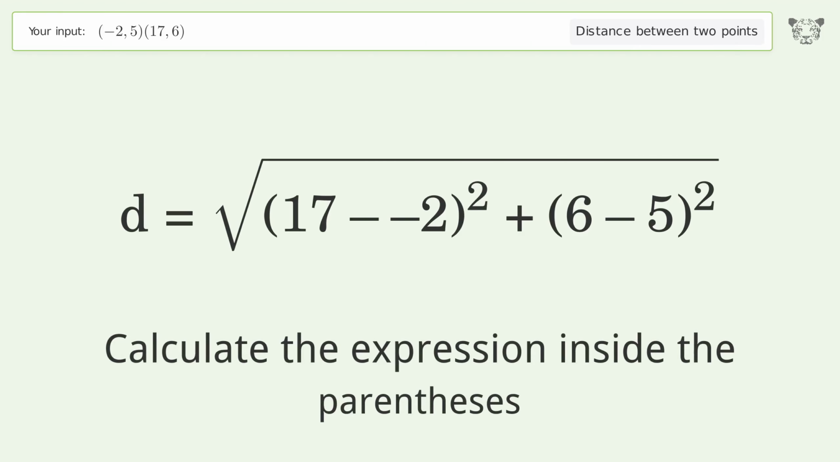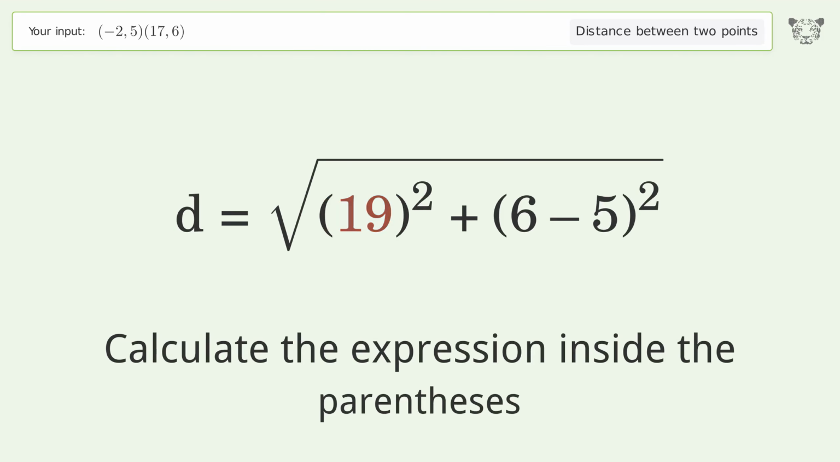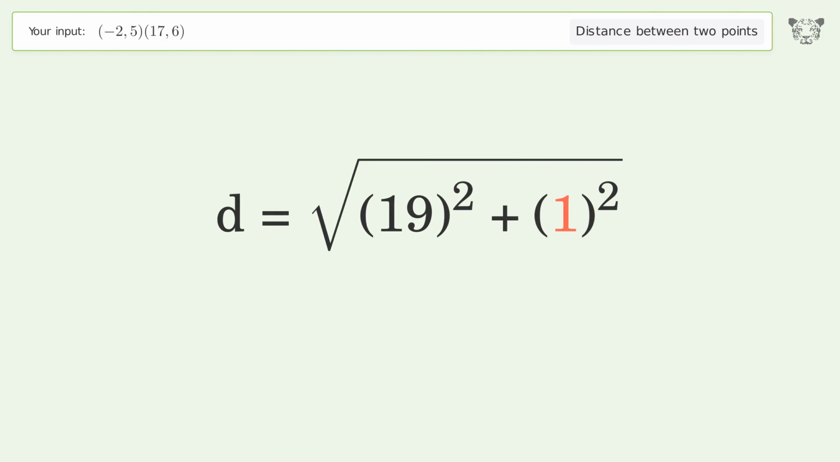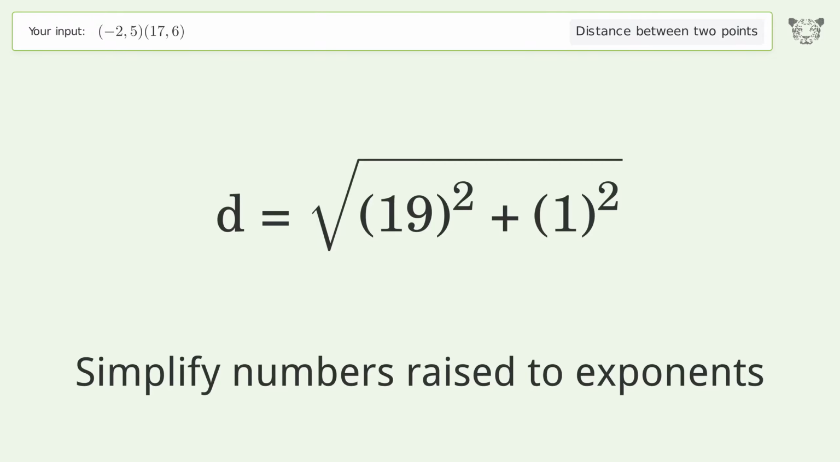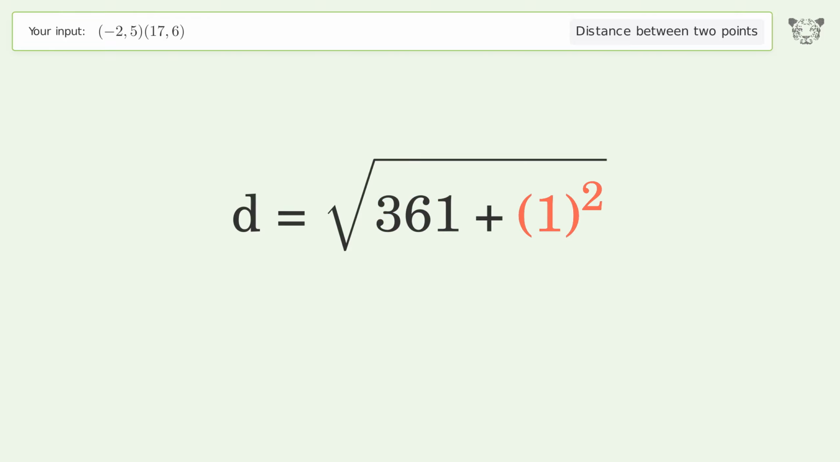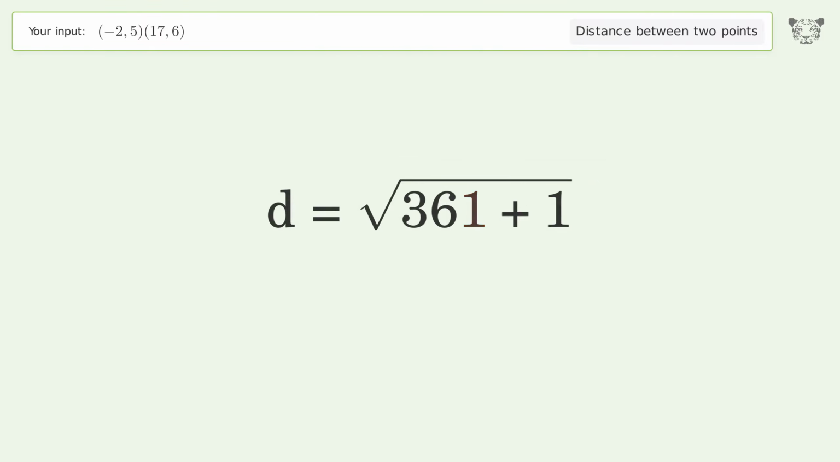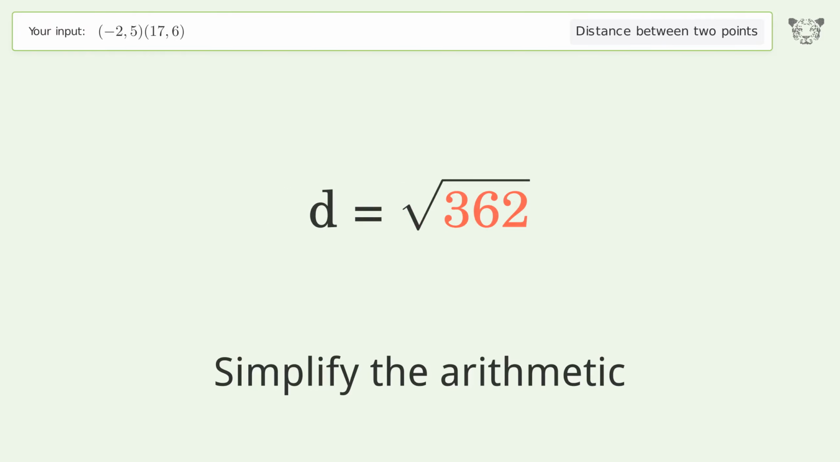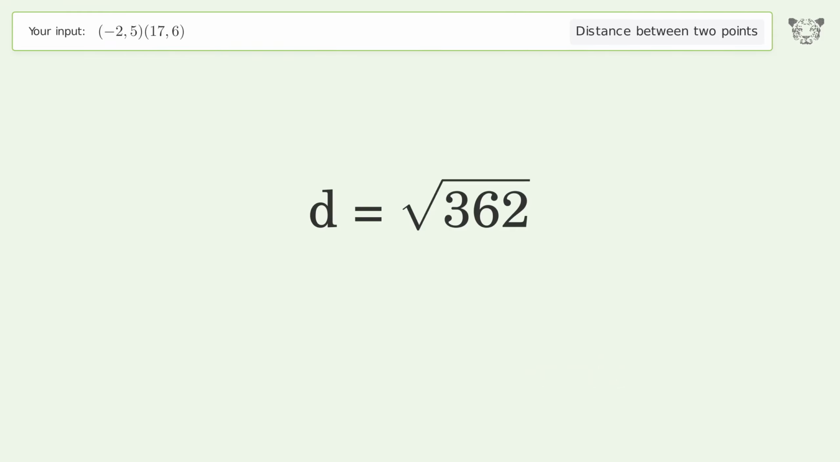Calculate the expression inside the parentheses. Simplify numbers raised to exponents. Simplify the arithmetic. And so the distance between the 2 points is the square root of 362, or 19.026.